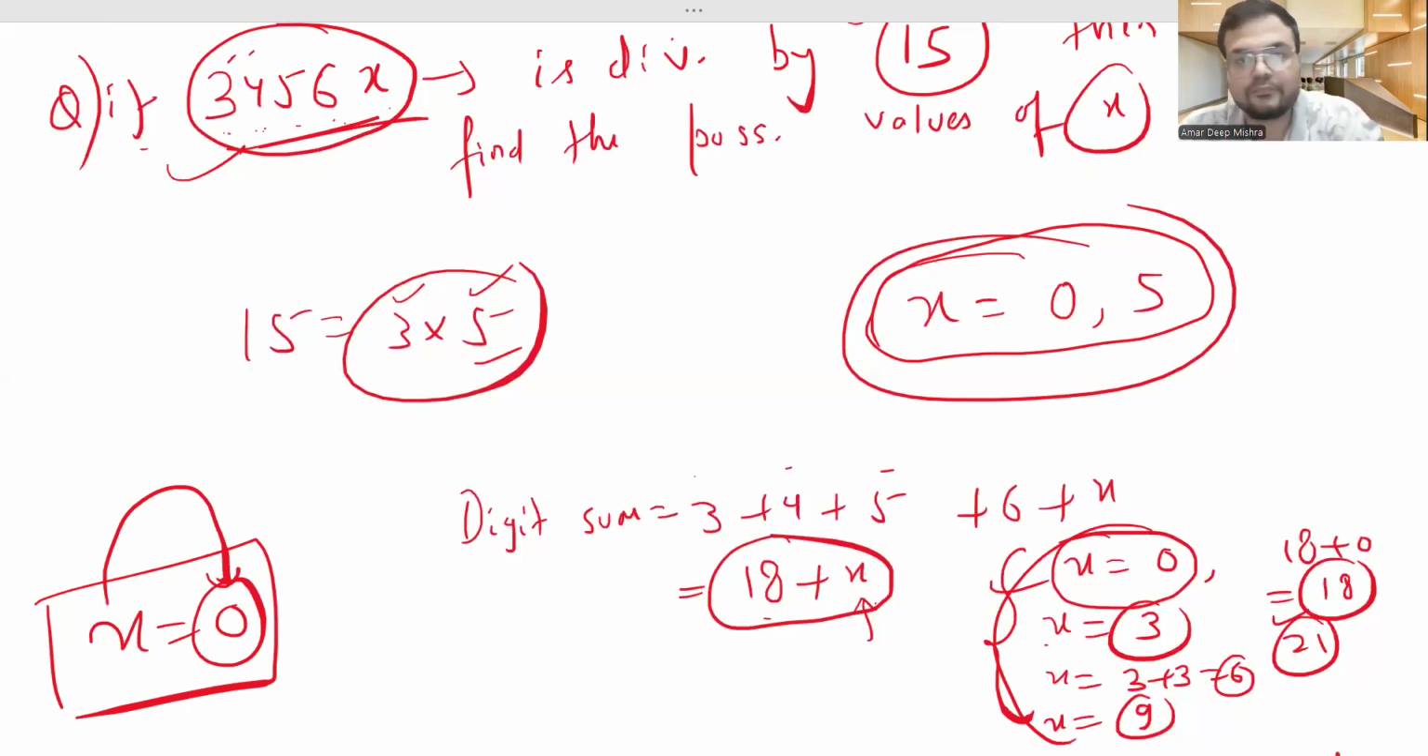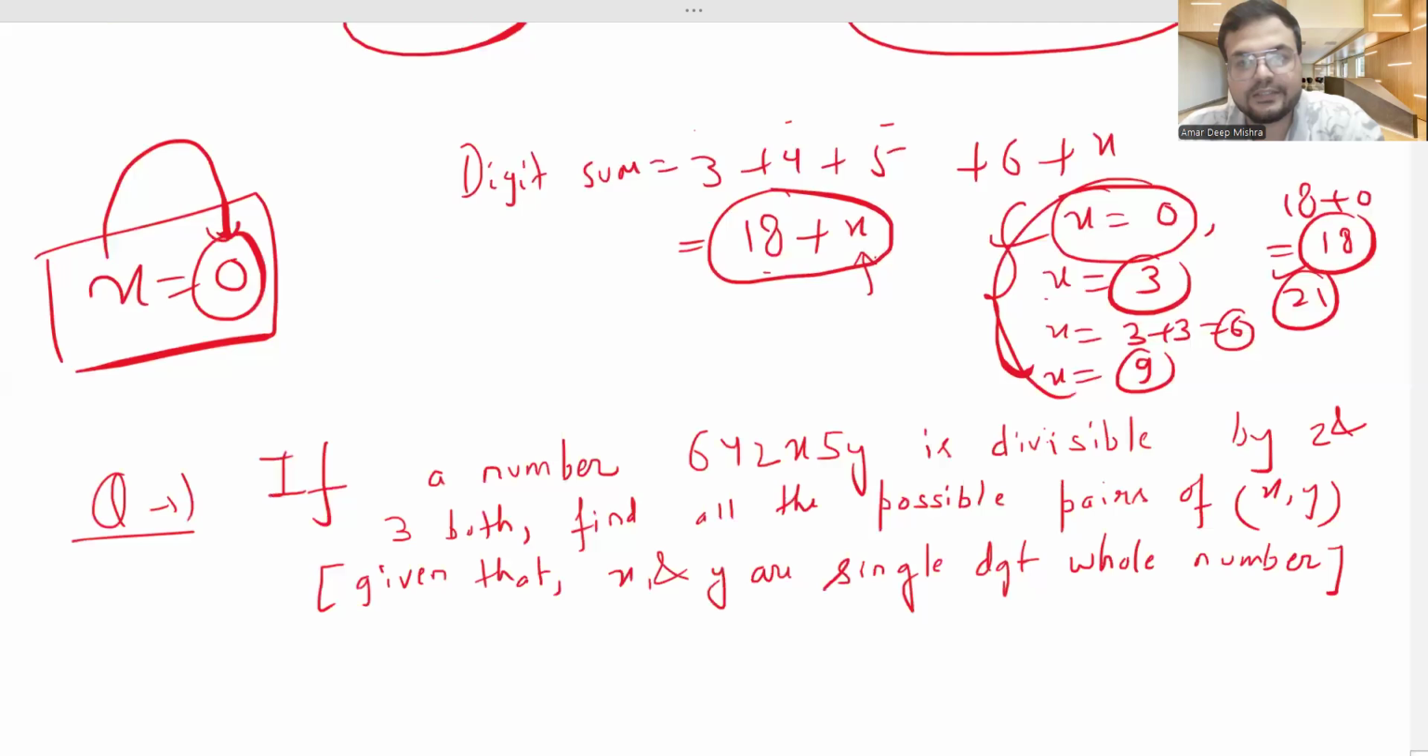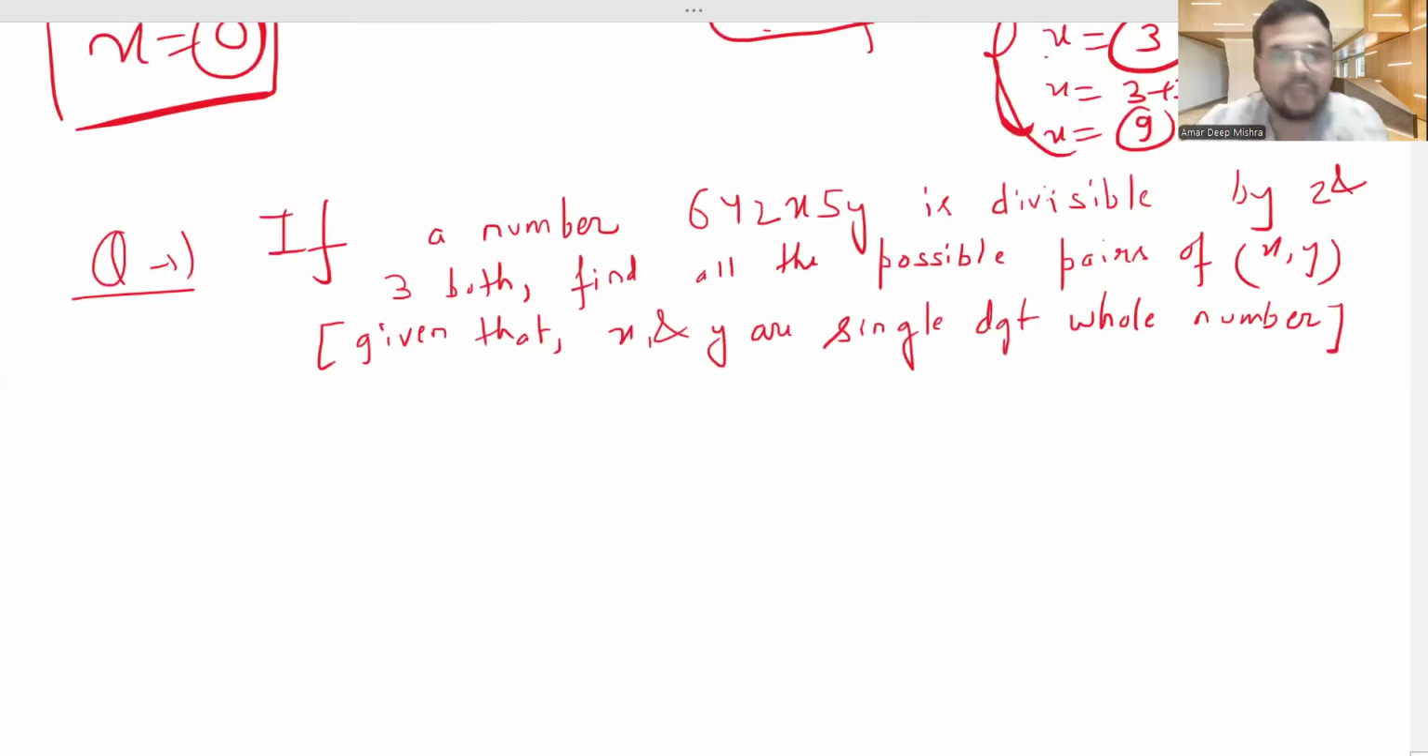Now the next question is this. If a number 642x5y is divisible by 2 and 3 both, then find all the possible pairs of x, y, given that x and y are single digit whole numbers. They have given this condition already.